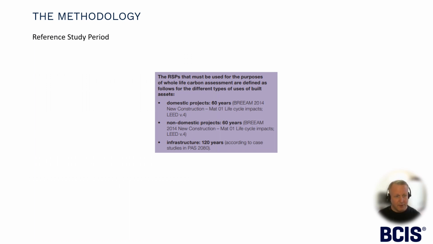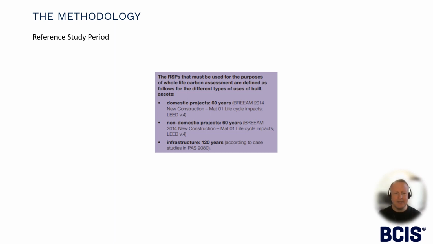Reference study period is something which is named within the RICS professional statement. So the reference study period is how long you want to run the study for in terms of the amount of years for that operational phase. Because if you think, that has a big bearing in terms of the number that you're reporting. If you're designing a building to last 15 years, you'll have a very different number to a building that you're reporting for a much longer period. So the reference study period is highlighted within the RICS professional statement with some defaults.